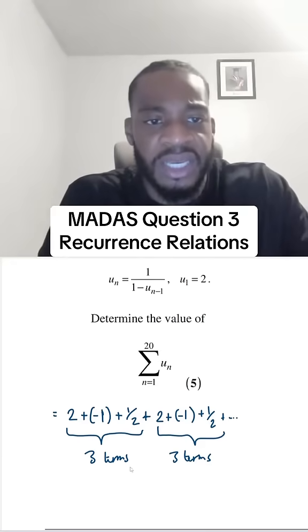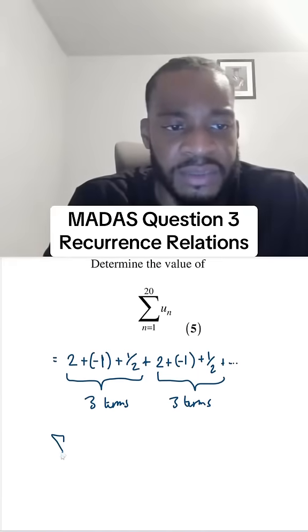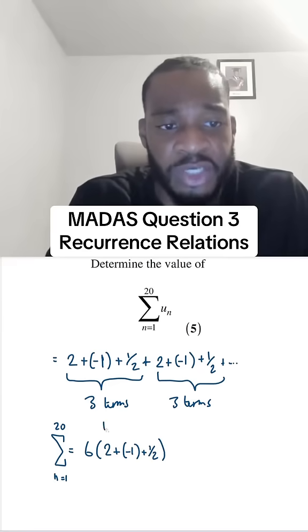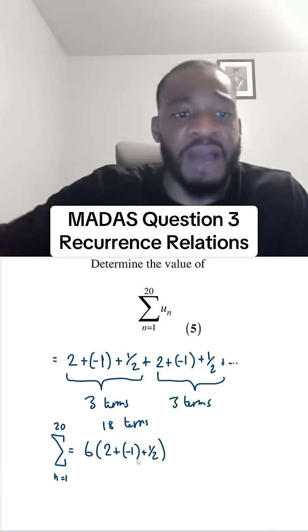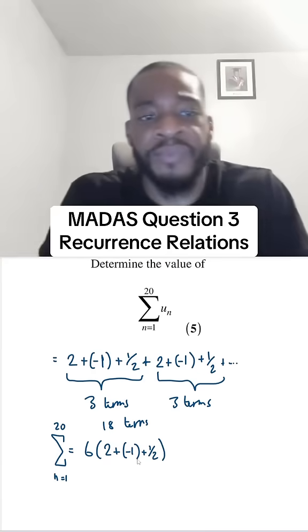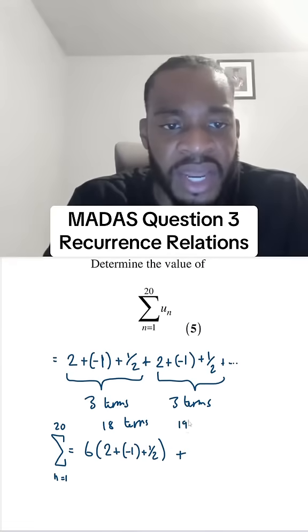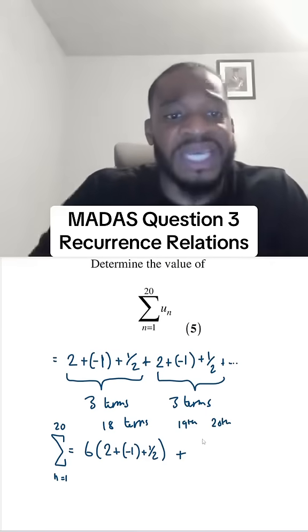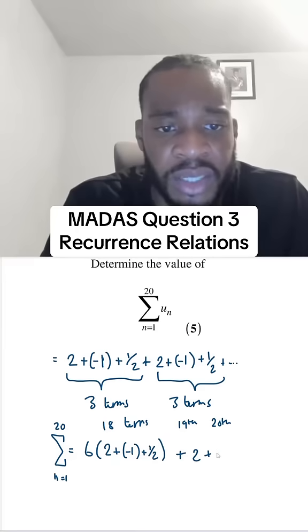So what I'm going to say then is that the sum of the first 20 terms, I'm going to write like this, of n equals 1 to 20 is going to equal 6 lots of the 2 plus minus 1 plus a half, like that. And then remember, this is 18 terms right here, right? Because I've got 3 terms that are distinct, and then I'm timesing it by 6 because there's going to be 6 lots of them, 18. And then the next 2 terms, I'm going to write 19th and 20th. It's just going to be the first 2 of this 3-peat cycle, right? Which is going to be 2 plus a minus 1.